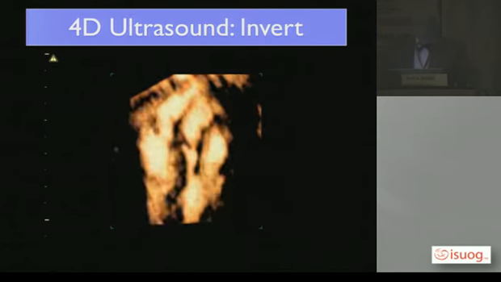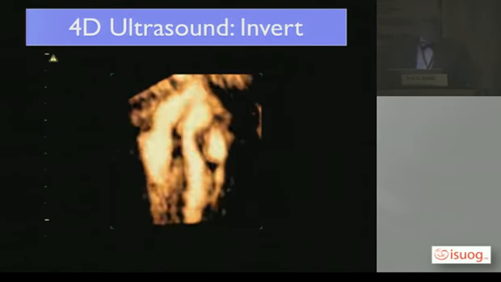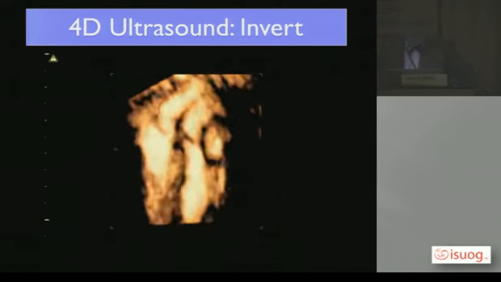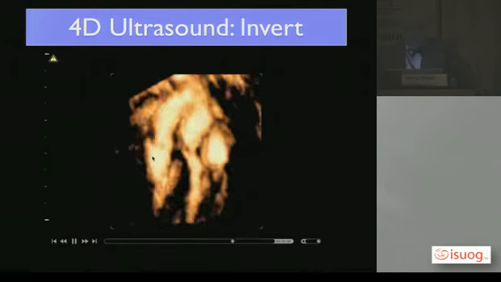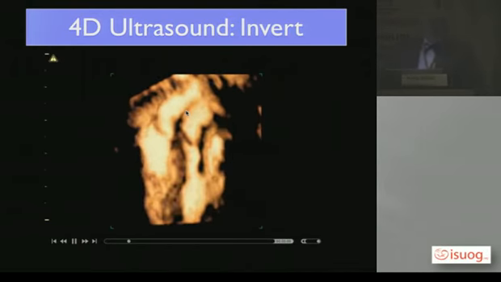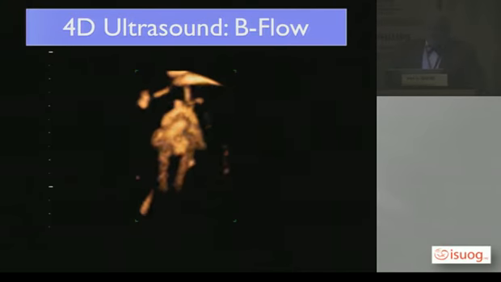Here's an example of what? What would this represent? You have a transposition of the great vessels. Remember, in transposition the vessels exit the heart in a parallel fashion. You can see this very nicely on this particular clip. Again, done with the invert mode.